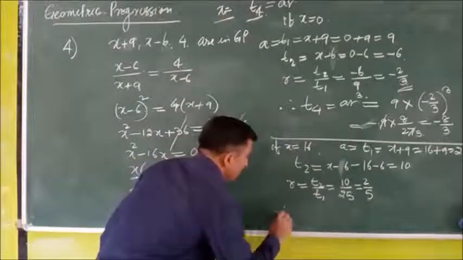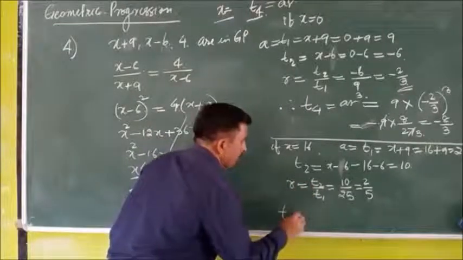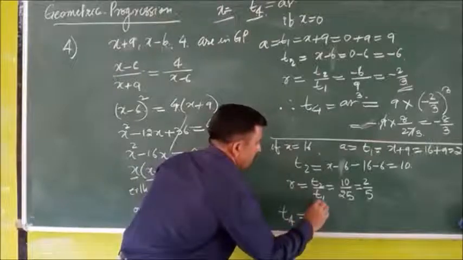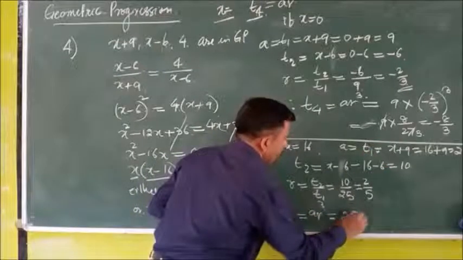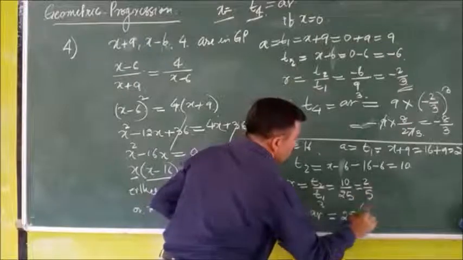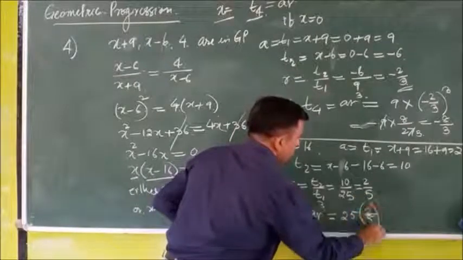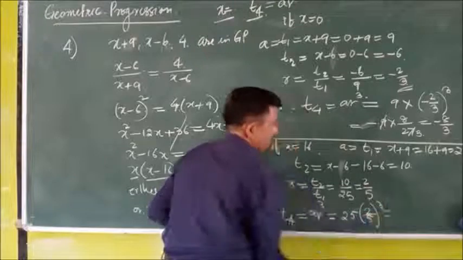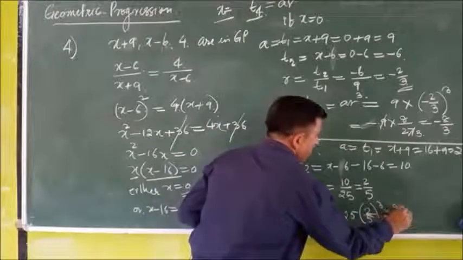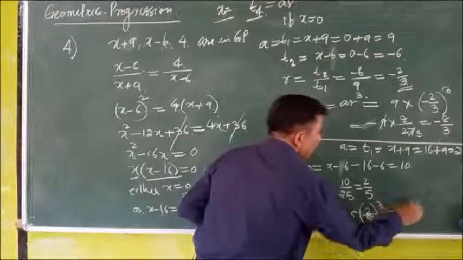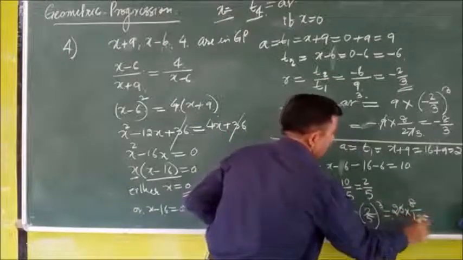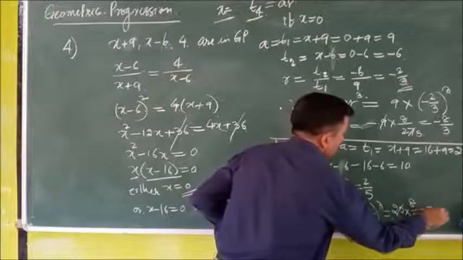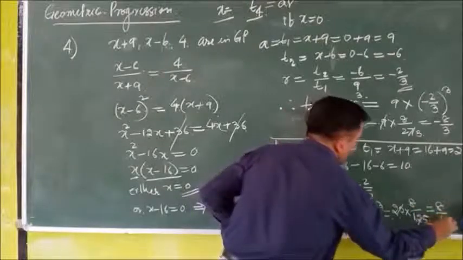Now we are ready to get another value of the fourth term. This T4 is AR to the power 3. A is 25. R is 2 over 5 whole to the power 3. So this is 25 times 8 over 125. 25 5s are 125. Your other answer is 8 over 5.